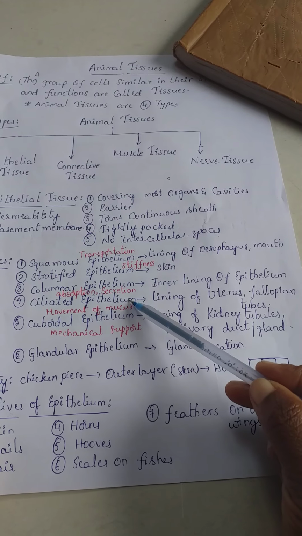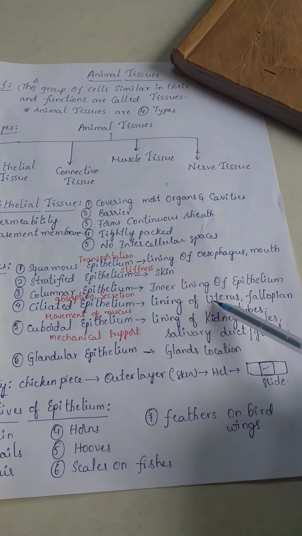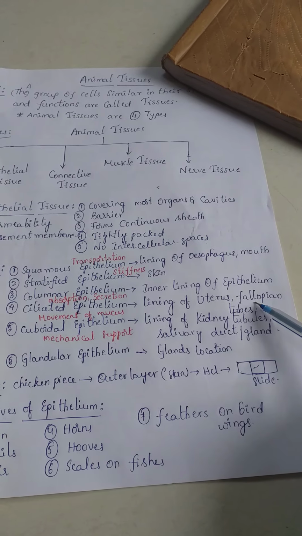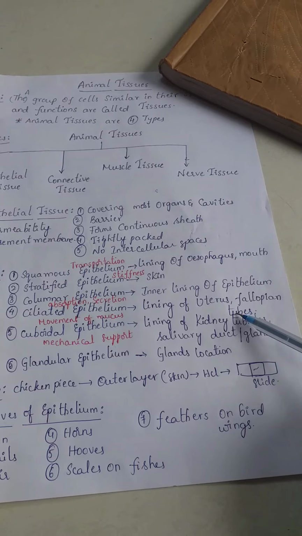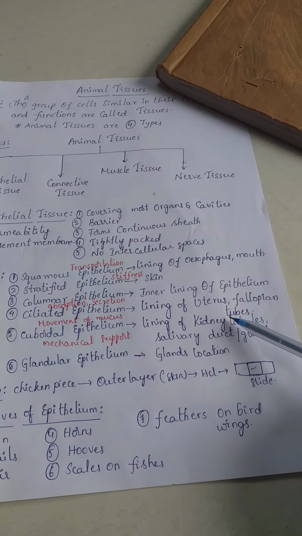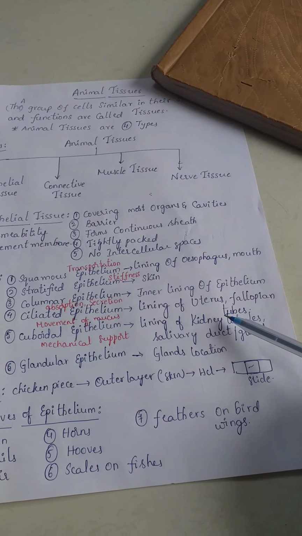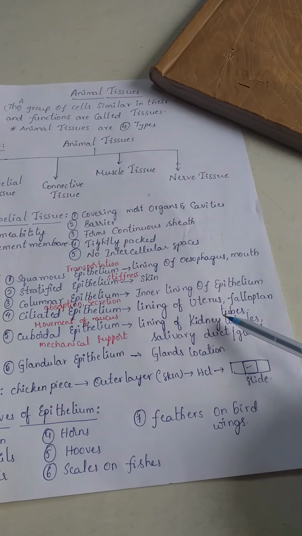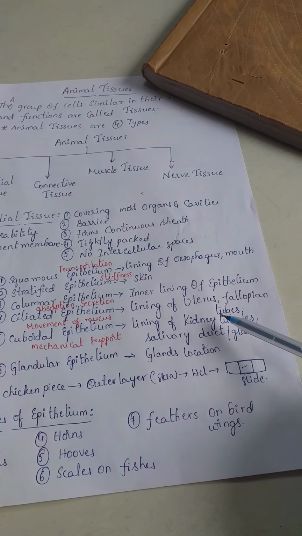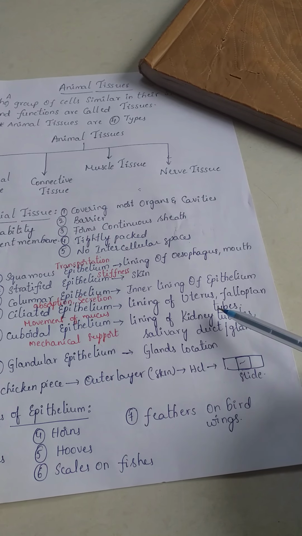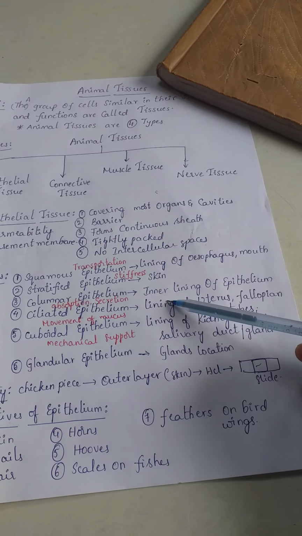Next one, ciliated epithelium. It is useful for the movement of material or mucus. It is present in the lining of the uterus and fallopian tubes, in the female reproductive system. Here the cilia are on columnar epithelium only. It forms cilia-like projections, hair-like projections, on the outer surface of the epithelial cells. These cilia can move. They are useful for movement and push the mucus forward to clear it. That's why we call this ciliated epithelium.